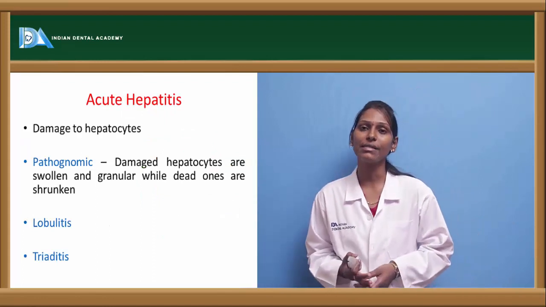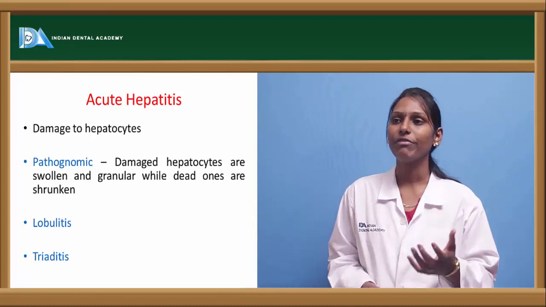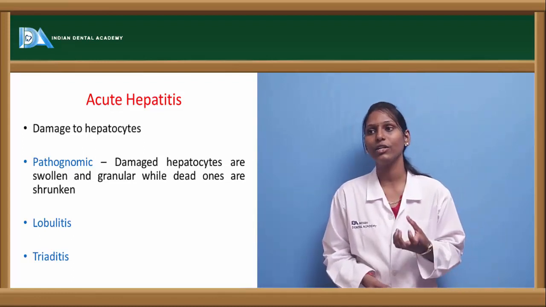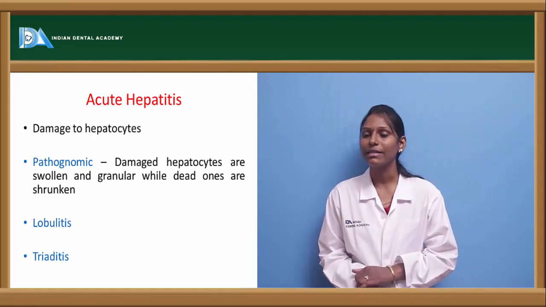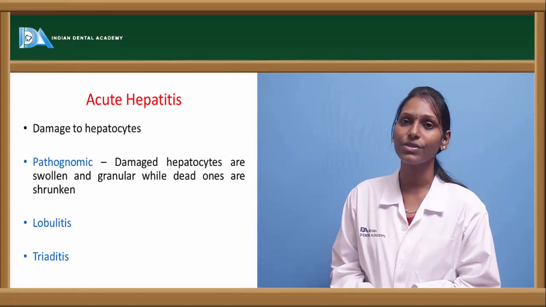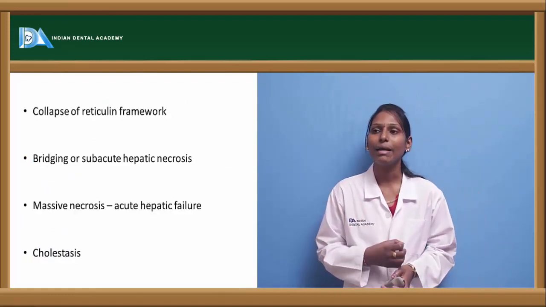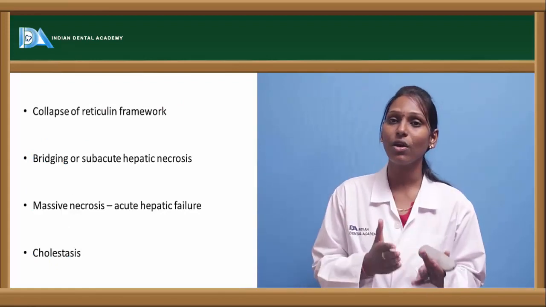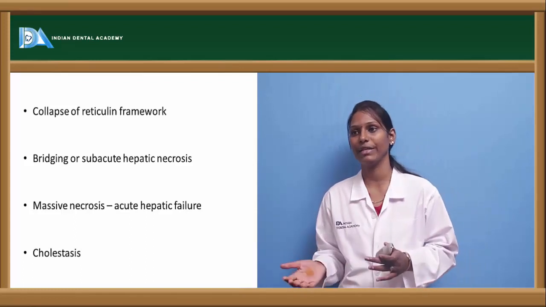In acute hepatitis, there will be damage to the hepatocytes. The pathognomonic feature is that the damaged hepatocytes are swollen and granular, while the dead ones are usually shrunken. Other conditions like lobulitis and rhabditis are some of the conditions of this acute hepatitis. In acute hepatitis, there will be collapse of the reticulin framework. Then there will be bridging or submassive hepatic necrosis, further leading to massive necrosis.